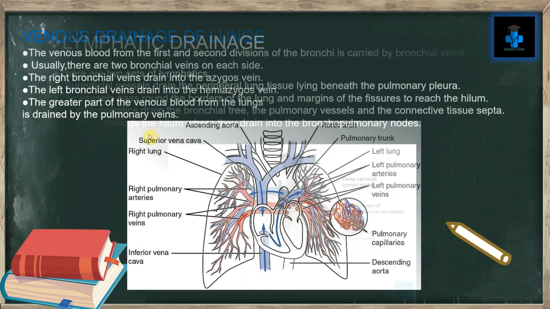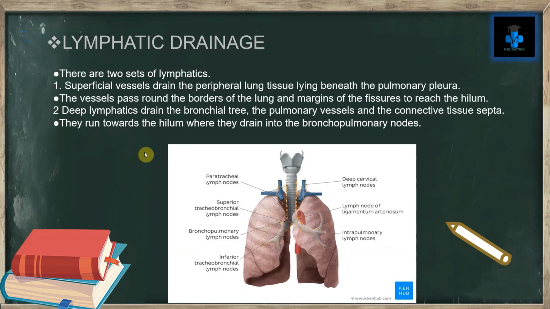That's all. Now coming to the lymphatic drainage, there are two sets of lymphatics. Superficial vessels drain the peripheral lung tissue lying beneath the pulmonary pleura. The vessels pass around the borders of the lung and margins of the fissures to reach the hilum. Deep lymphatics drain the bronchial tree, the pulmonary vessels, and the connective tissue septa. They run towards the hilum where they drain into the bronchopulmonary nodes.